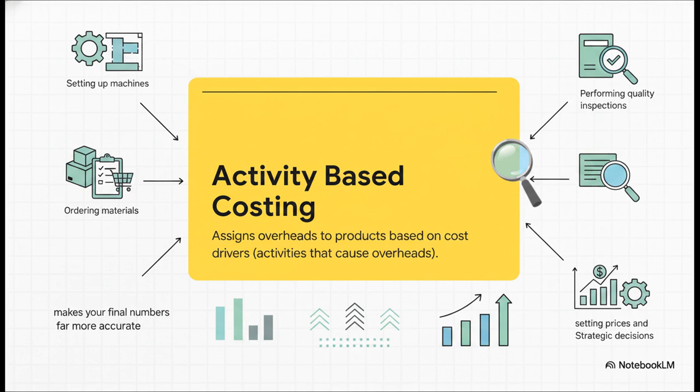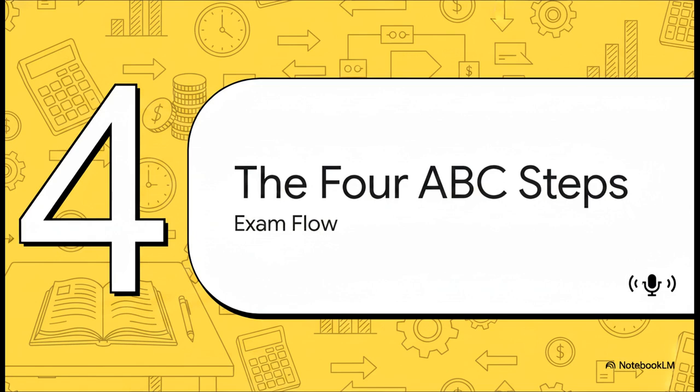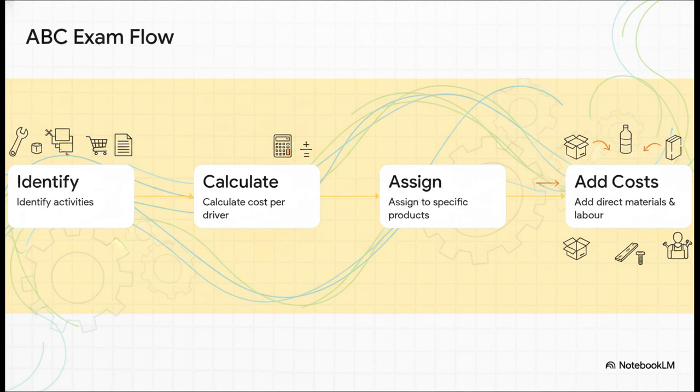All right, let's get into Section 4, the 4 ABC steps. Time to see how this actually works. You need to memorize this exact 4-step sequence to score full marks. Step 1, identify your activities and pull the overhead costs associated with them, like your setups or ordering costs.